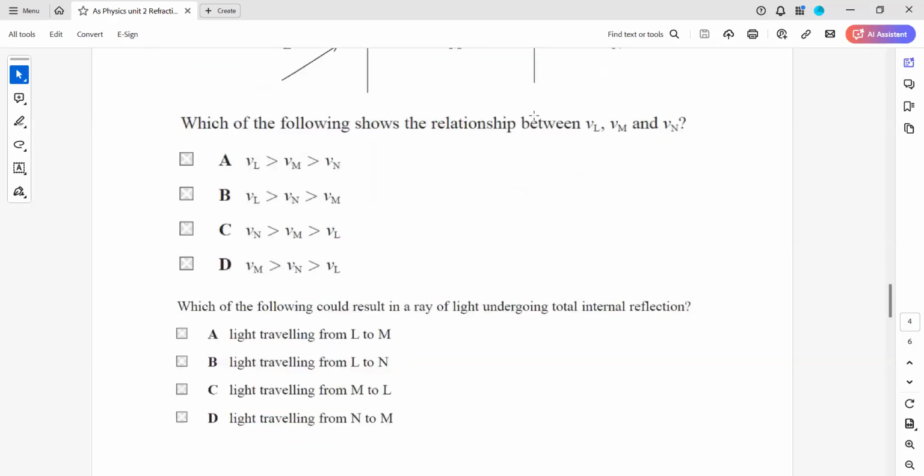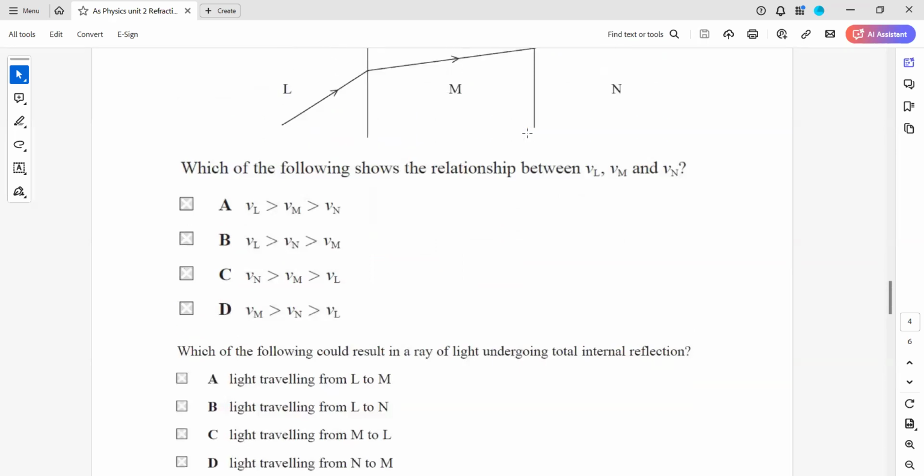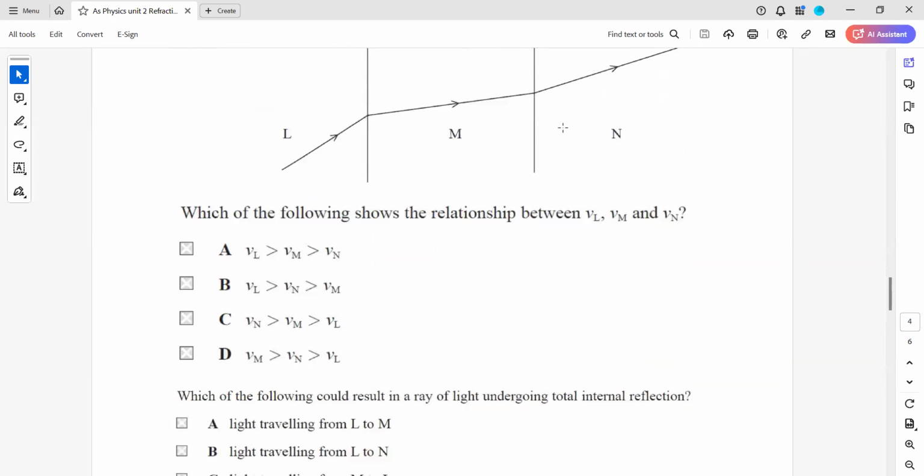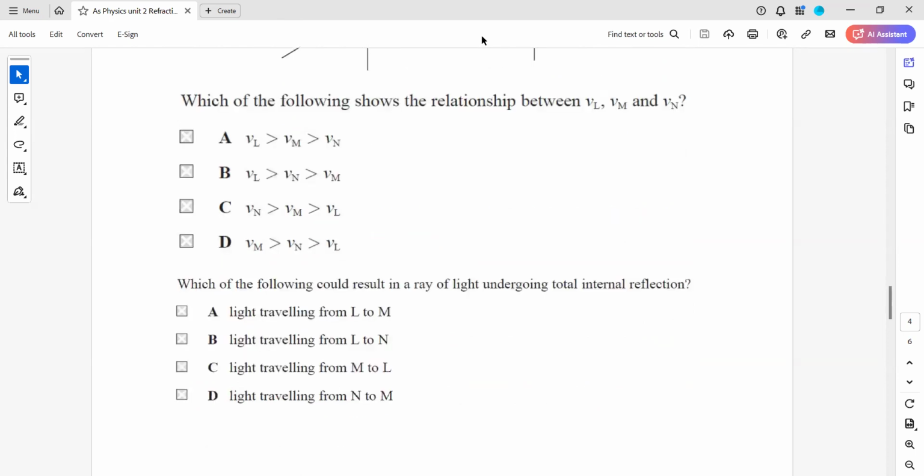Which of the following could result in a ray of light undergoing a total reflection? For total reflection, it should travel from denser to rarer. So when it strikes the M to N boundary, denser to rarer, then only it can bounce back. So traveling from M to N can lead to a total internal reflection. So C should be the right answer for this.